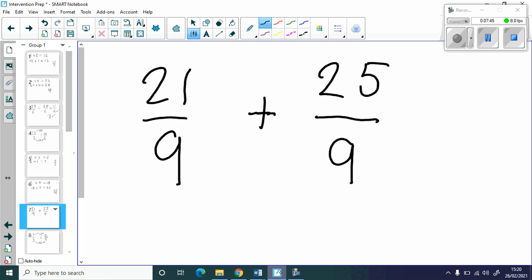So 21 add 25. If you work that out, you can do column addition if you want. Work it out in your head. What I would do, I'd start with 25. I'm going to add on 21. So what I'll do, I'll count in 10. So I'll add my 20 on first. So 25 add 20. So 35, 45.